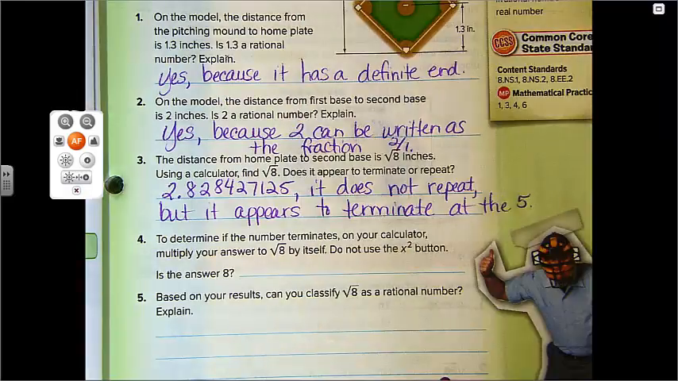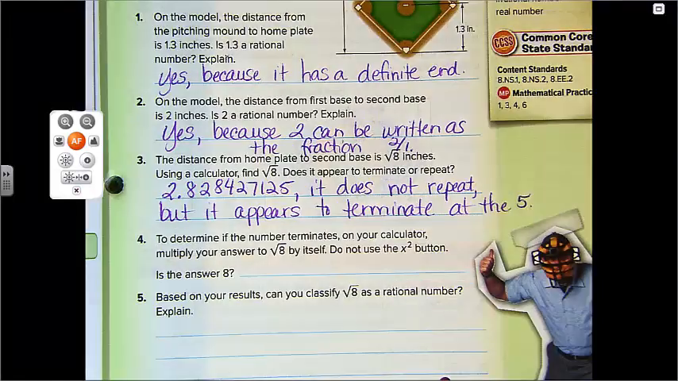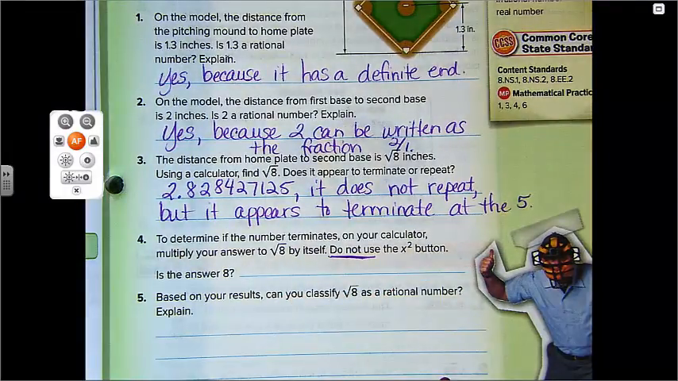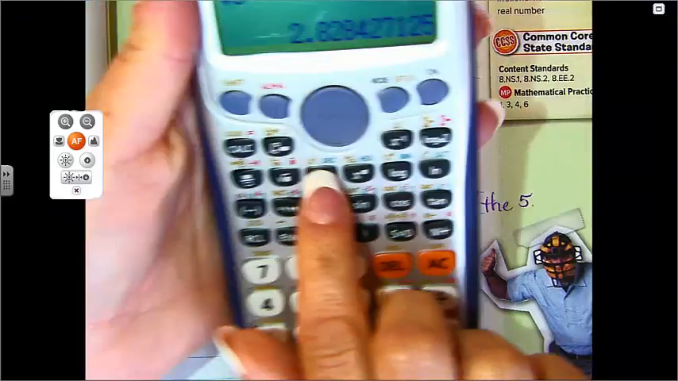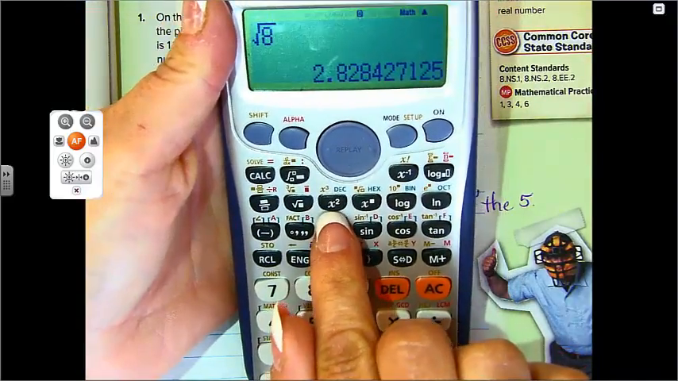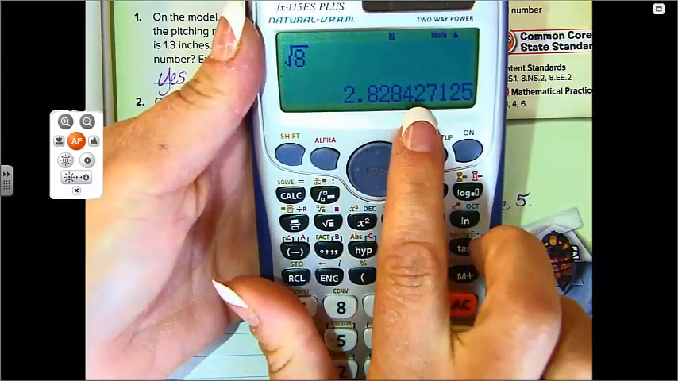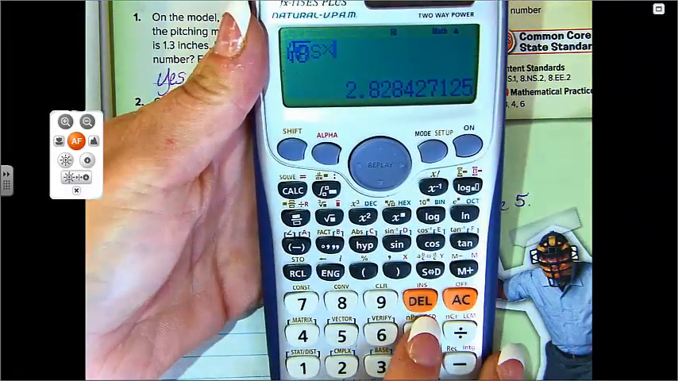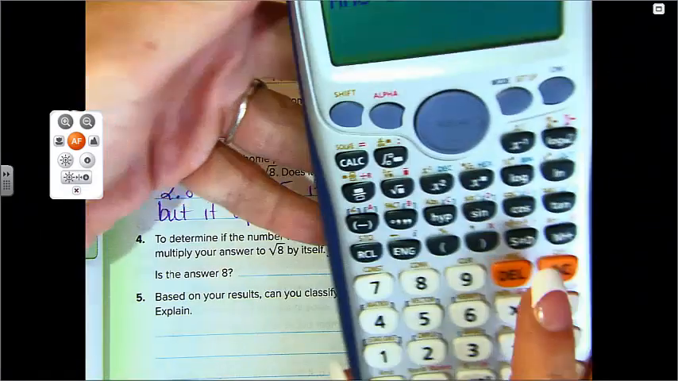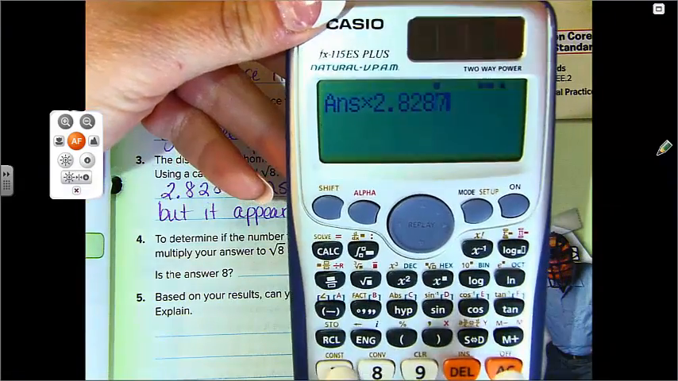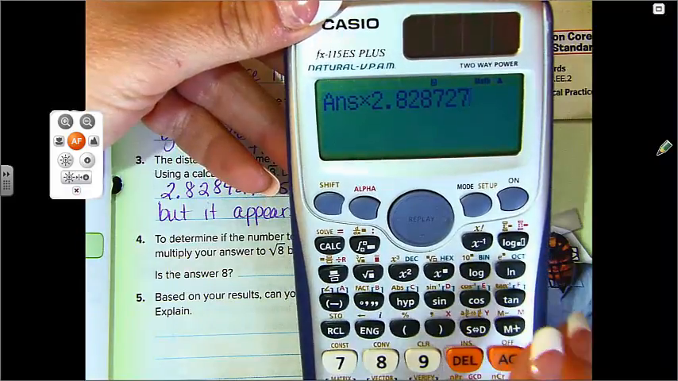So number 4 says, to determine if the number terminates on your calculator, multiply your answer to radical 8 by itself. It says do not use the squared button. We do not want to use the squared button, so we're not just going to push this button. We're actually going to take this decimal times itself. So 2.828427125 times 2.8427. I think I missed my 4. Hold on.